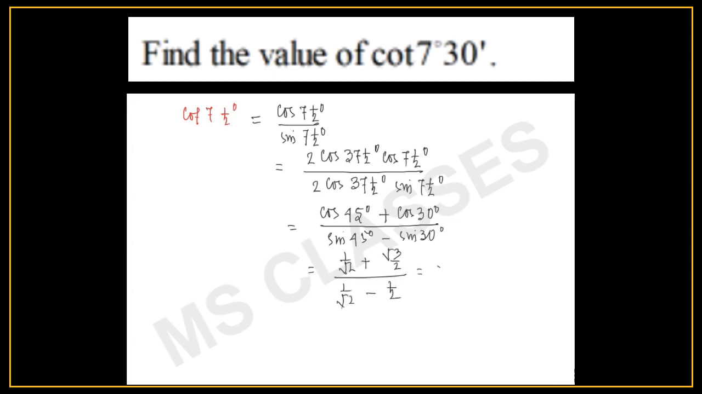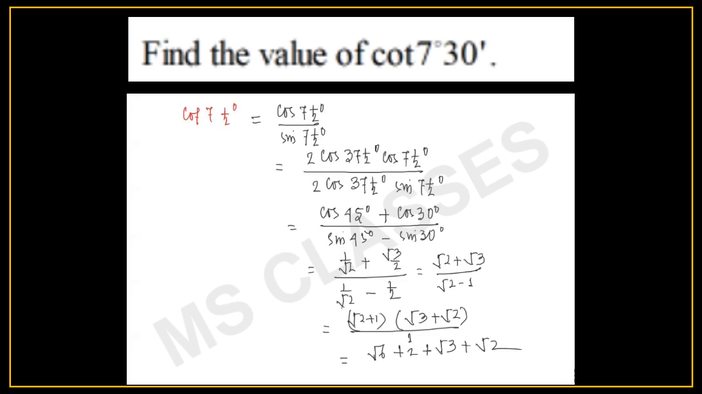This gives us (root 2 plus root 3) by (root 2 minus 1). Now we multiply by root 2 plus 1. So we get (root 3 plus root 2) by 1. This gives us root 6 plus 2 plus root 3 plus root 2. And we're done.